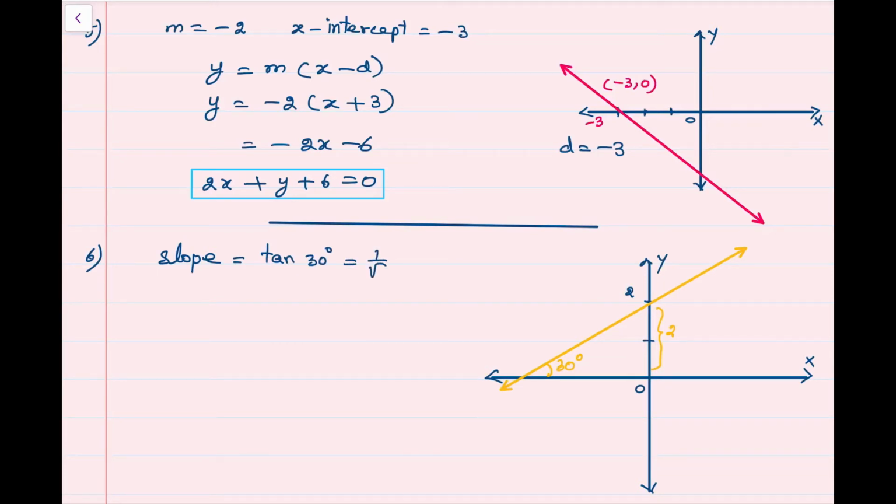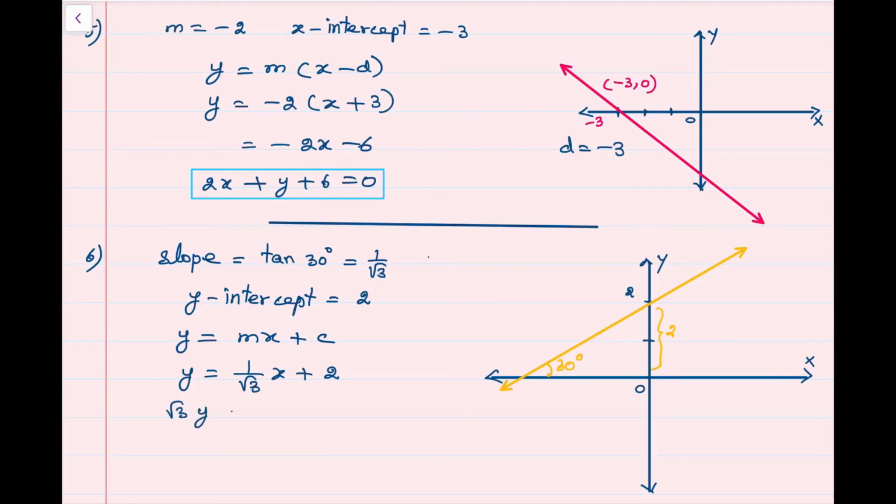Tan 30 is 1 divided by root 3. And y-intercept of the line is given, which is plus 2. We will use slope y-intercept form. The formula is y is equal to mx plus c. Therefore, y is equal to 1 by root 3 x plus 2. We will multiply throughout by root 3. Therefore, the equation is x minus root 3 y plus 2 root 3 is equal to 0.